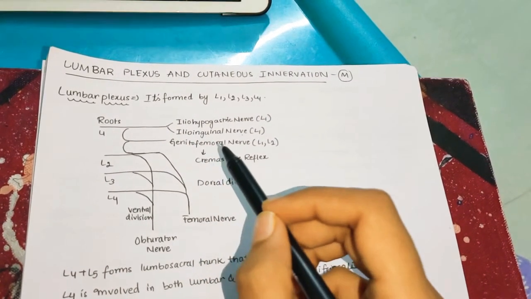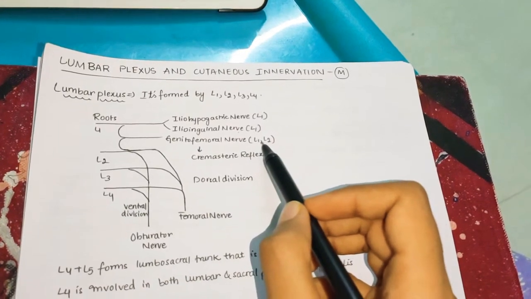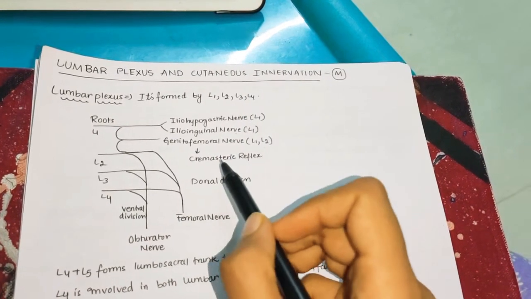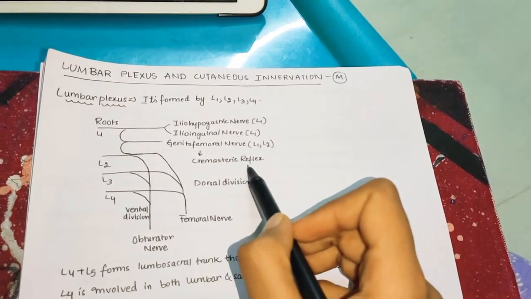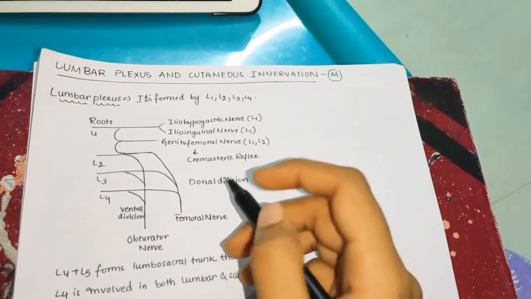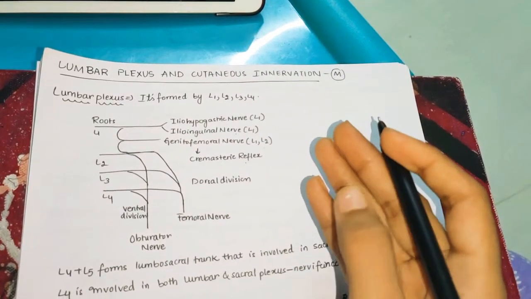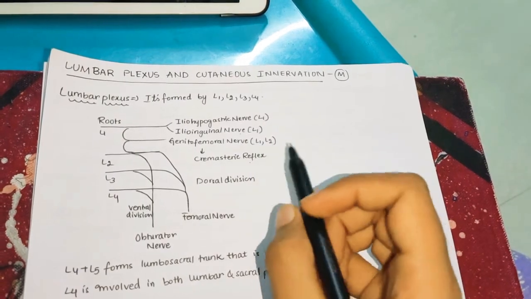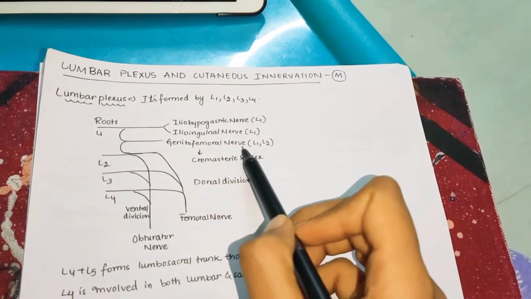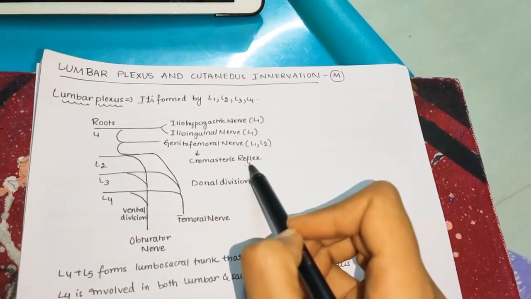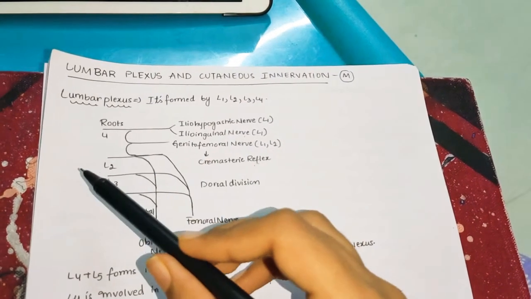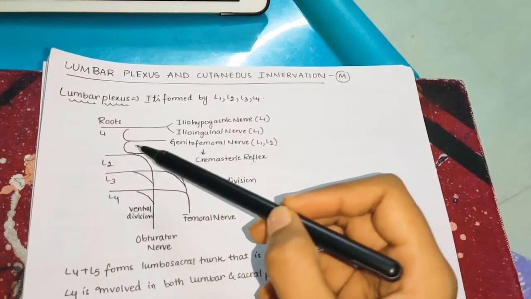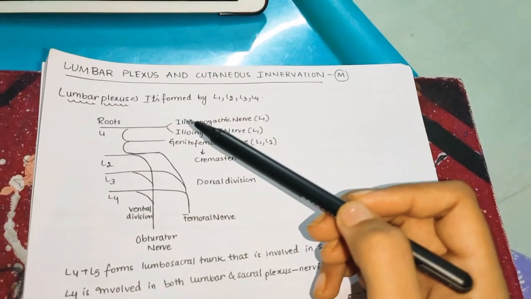So this genitofemoral nerve root value is L1 and L2, and this mainly forms the cremasteric reflex. So what is the root value of cremasteric reflex? The nerve which is involved, that is L1 and L2, the genitofemoral nerve, is involved in cremasteric reflex. So now coming to the other root values like L2, L3, L4, actually they have two divisions.